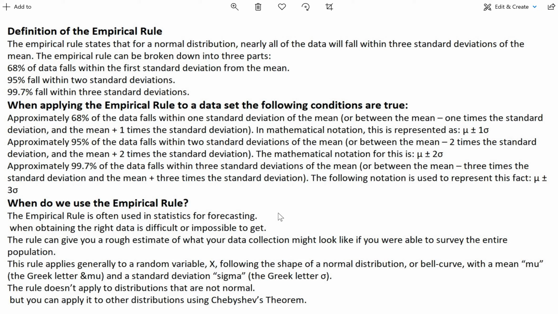Okay, when do we use this empirical rule? We use this for the case of forecasting. When we are not able to obtain the correct data, we use this for forecasting. What does this rule do? It gives a rough estimate of what your data collection might look like. Next, the rule is generally applied to random variables and for normal distribution, and for normal distribution you should have a bell curve.